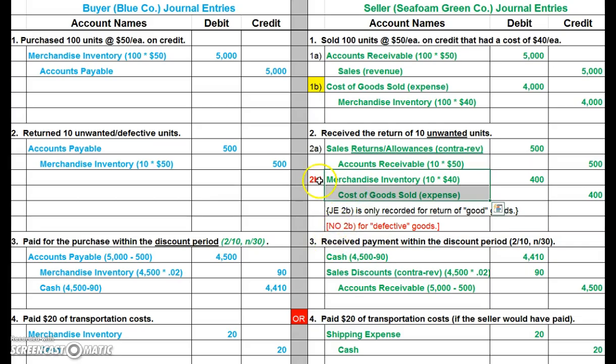So basically there's just no journal entry 2B. Basically we've already taken them out of our inventory in journal entry 1A, and we leave it in as a cost of goods sold expense even though technically they weren't sold.